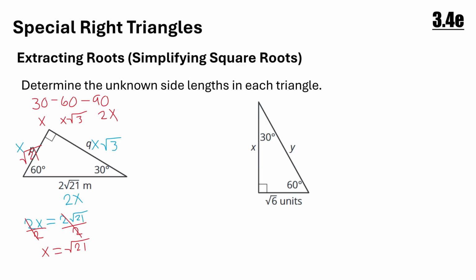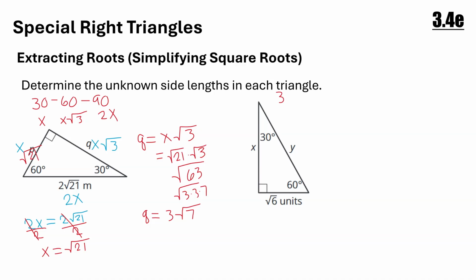Next, substitute x in for Q's ratio. The square root of 21 times the square root of 3 equals the square root of 63. This equals the square root of 3 times 3 times 7, which means you can extract a pair of 3's. This will then become 3 times the square root of 7. Therefore, Q equals 3 times the square root of 7.